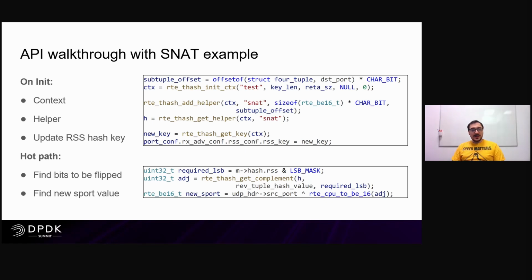Then find which bits have to be flipped in the subtuple field. In this example, we want to adjust the original source port value. The original source port value with flipped bits then can be used as a new source port on translation. And after making such a translation, any incoming packets on the same connection will be received on the desired queue.